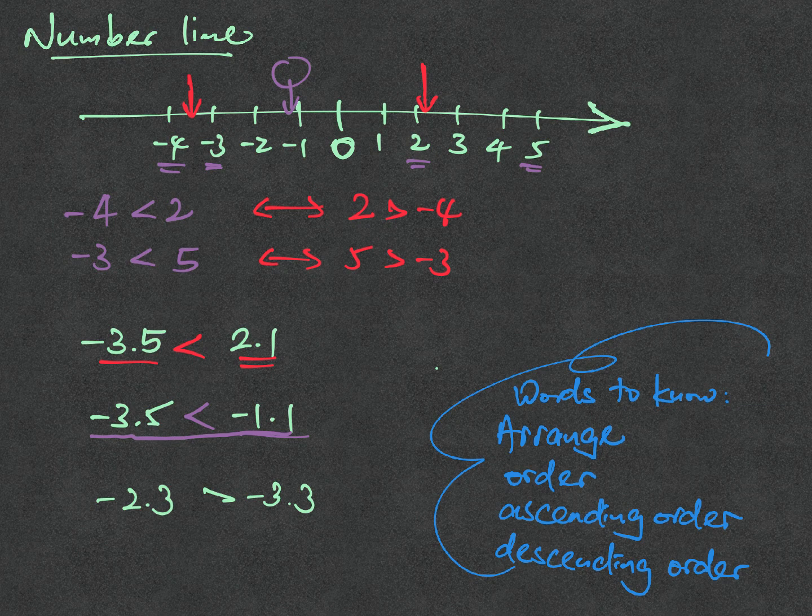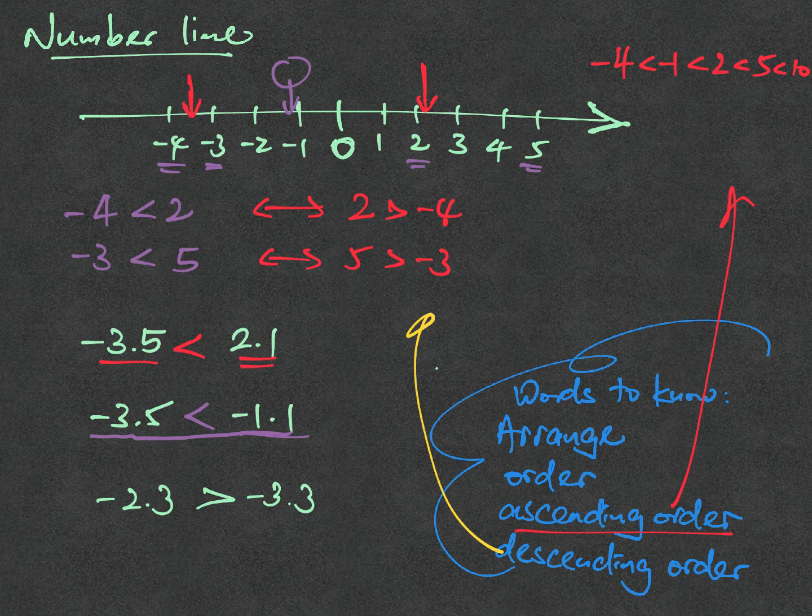We have 2 special terms to learn. One is called ascending order, that means from small to large. For example, we can have negative 4 less than negative 1, less than 2, less than 5, less than 10. This is called ascending order. Whereas descending order is the opposite of ascending order. For example, 5 greater than 2, greater than negative 1, greater than negative 4, greater than negative 8, then it is called descending order.